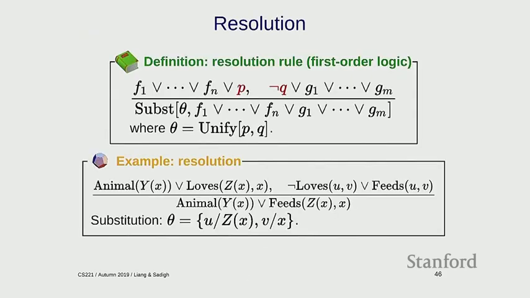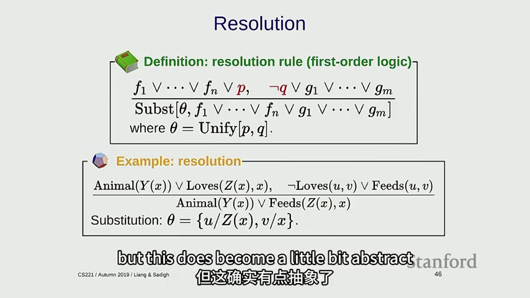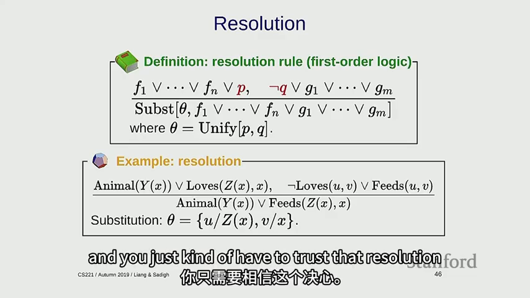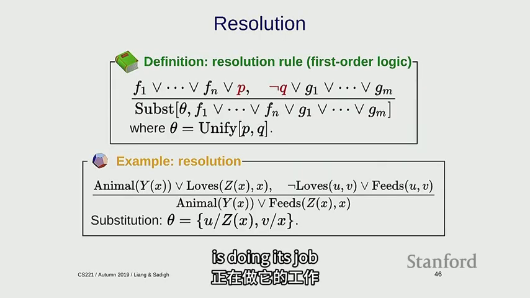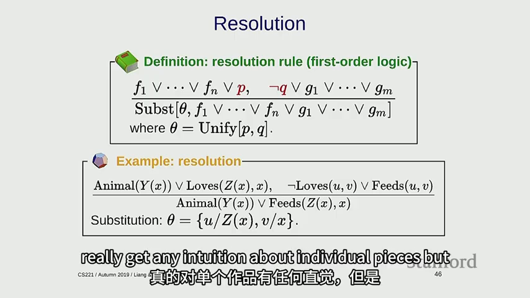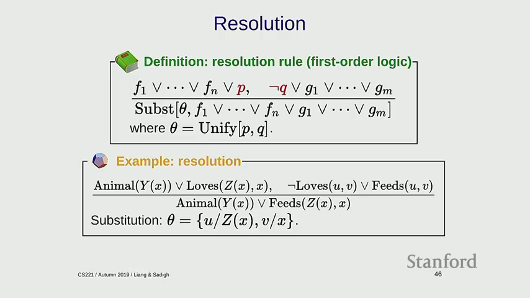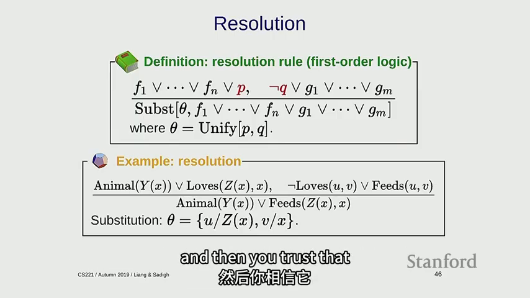Okay? So there's a bit more intuition I can provide, but this does become a little bit abstract, and you just kind of have to trust that resolution is doing its job. I personally find it kind of difficult to look at intermediate stages of logical inference and really get any intuition about the individual pieces. But that's why you define the principles, prove that they're right, and then you trust that logical inference does the right thing.